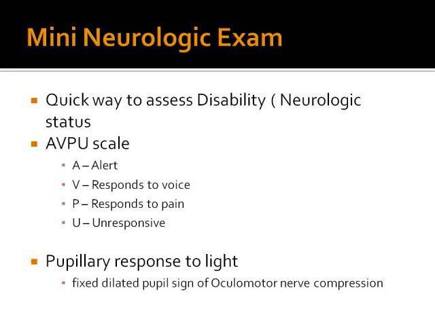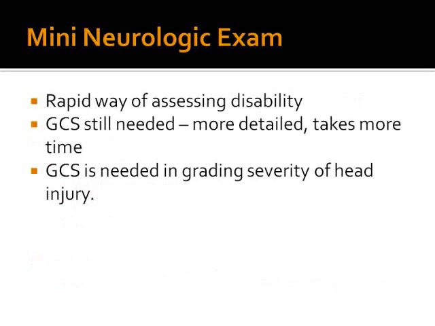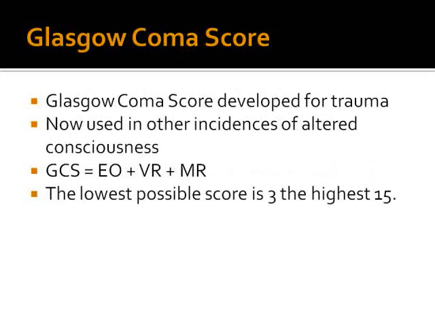In the AVPU scale, A stands for alert, V stands for a patient who is not alert but responds to voice, P stands for a patient who responds only to pain, and U is for a patient who is unresponsive. The mini neurologic exam is a rapid way of assessing disability, but we still must conduct a Glasgow Coma scale, which is usually more detailed and takes more time. The Glasgow Coma scale is required for grading the severity of head injury.